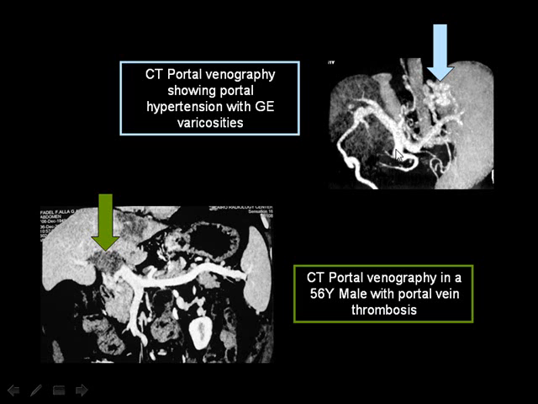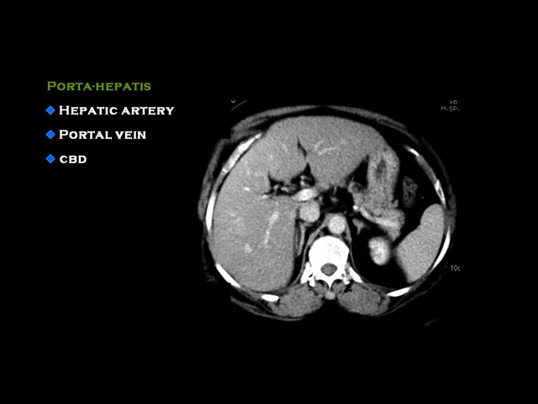Another case where the liver is cirrhotic, the spleen is markedly enlarged, and there are varices, esophageal varices at the site of the gastroesophageal junction. This is the splenic vein, this is the superior mesenteric vein, and this is the portal vein. These images are easily obtained in seconds by injecting contrast material intravenously.